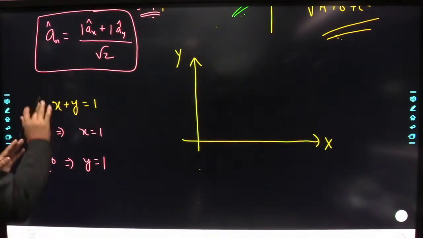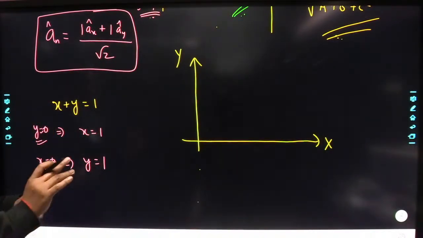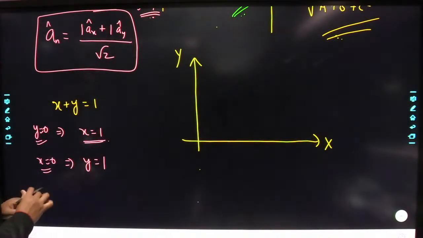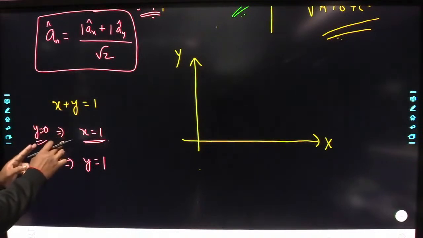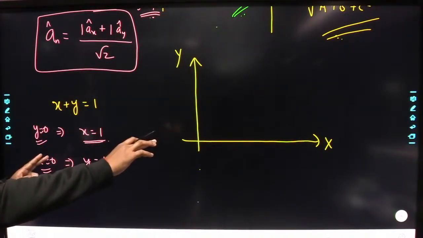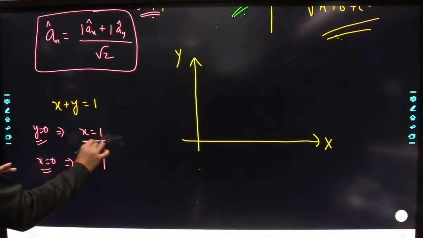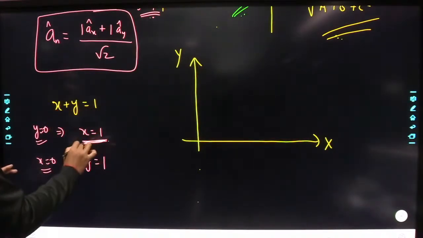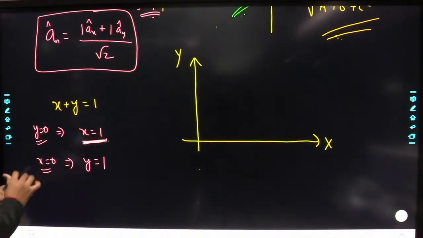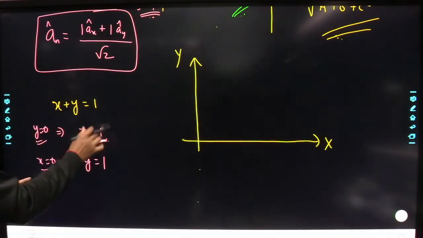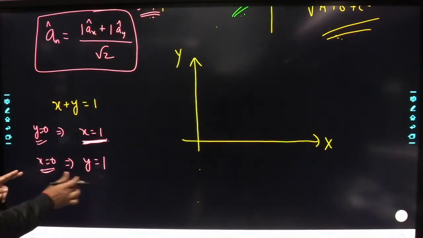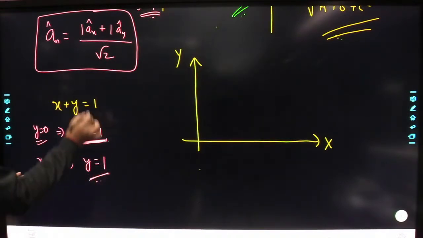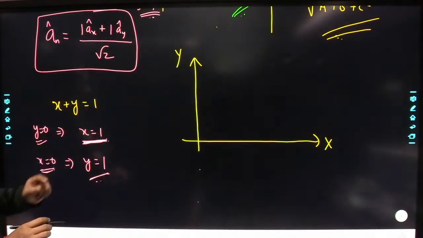That means this plane is cutting the x-axis at x equal to 1. When y equal to 0, x is equal to 1. Y equal to 0 means the x-axis only, no? So where this plane is intersecting the x-axis is at x equal to 1. Understood? And x equal to 0 represents the y-axis. So we got y equal to 1, which means this plane is going to cut the y-axis at y equal to 1.